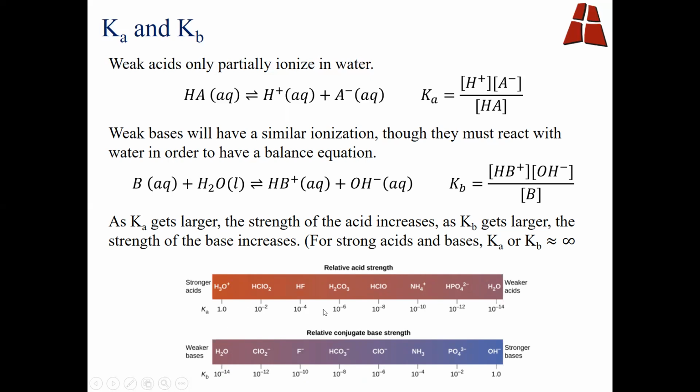And as we get more negative with our exponents, those are going to be weaker and weaker acids, all the way down to water being quite a weak acid. We then again can look to our conjugate bases. So the stronger the acid, the weaker our conjugate base. So this is essentially just reversed from the other direction, right?